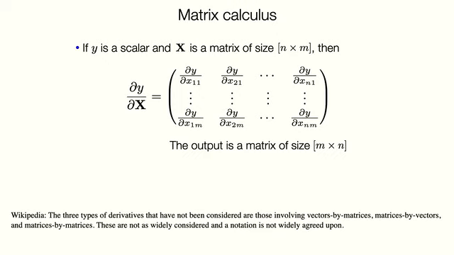And according to Wikipedia, the three types of derivatives that have not been considered are those involving vectors by matrices, matrices by vectors, and matrices by matrices. Notation is not widely agreed upon. We're not going to see any of this in this class.